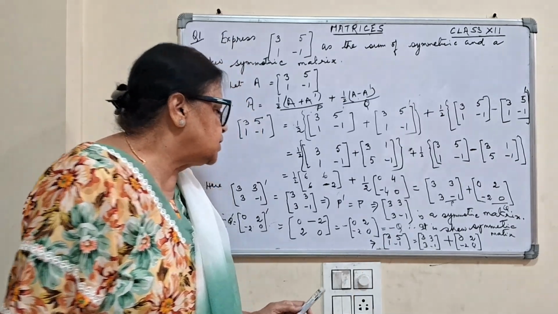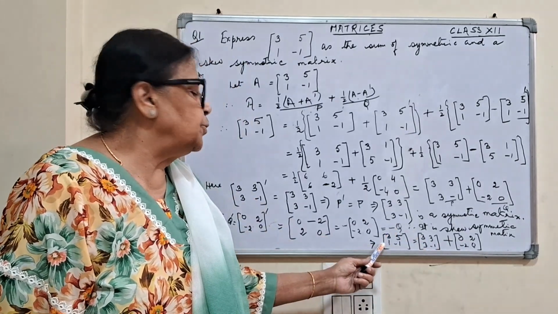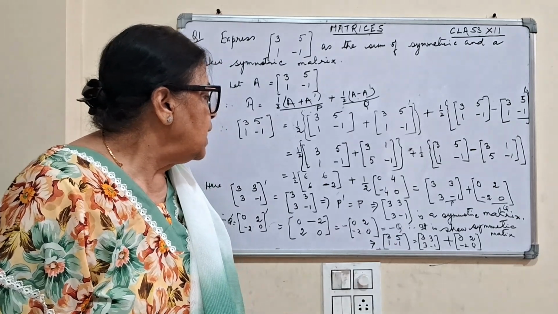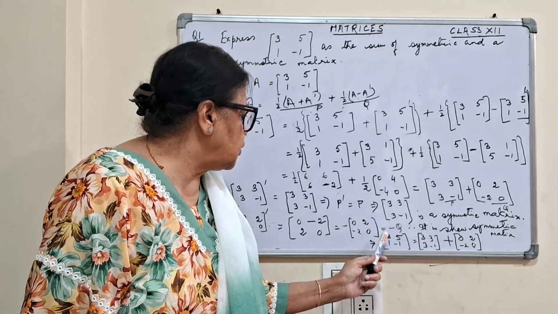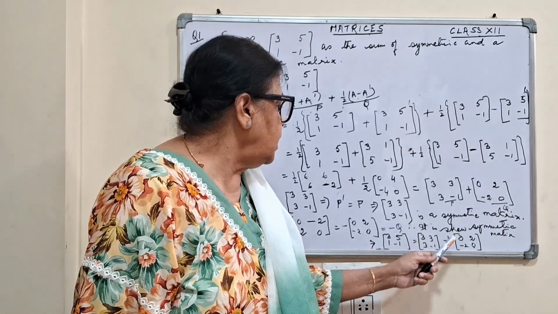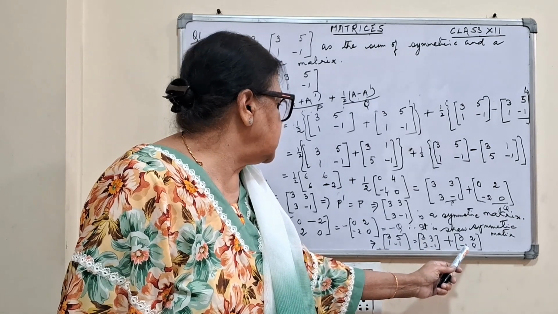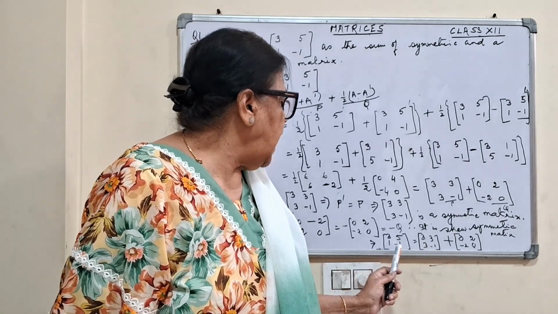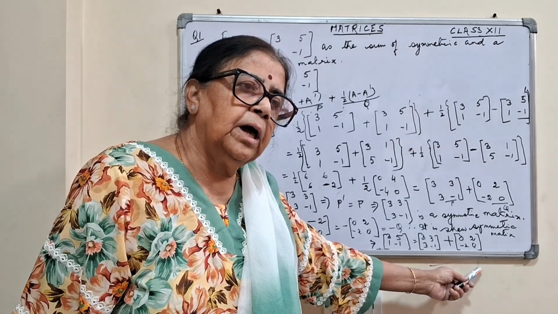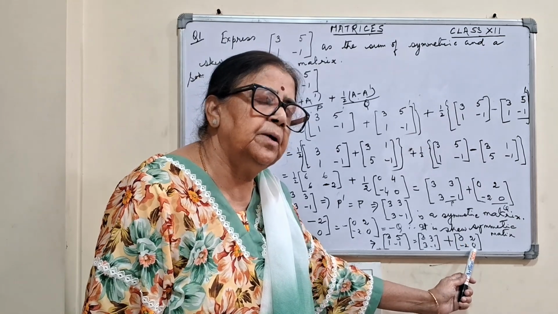So the sum of these two is equal to the original matrix. Just add it: 3 plus 0 is 3, 3 plus 2 is 5, 3 minus 2 is 1, and minus 1 plus 0 is minus 1. Okay, so this is the sum of a symmetric and a skew symmetric matrix.